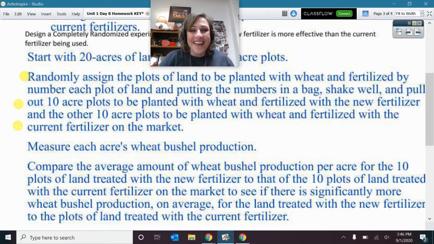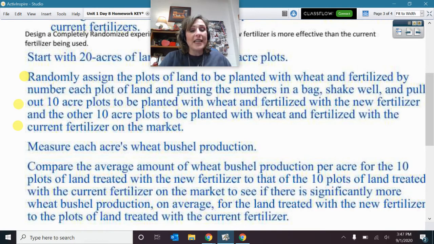So I guess for some reason it is okay for me to put the babies all in a big bag, but it just blows my mind to put plots of land because there's all this dirt that I can't contain and put in there. So it's so fun. It happens every year. Okay, so we number the plots of land and then we put the numbers in a bag. Shake well and pull out 10 acres to be planted with wheat and fertilized with the new fertilizer, and the other 10 acres to be planted with the wheat and fertilized with the current fertilizer. Random assignment, put in the big bag, shake well. Treatment, state your treatments very well.